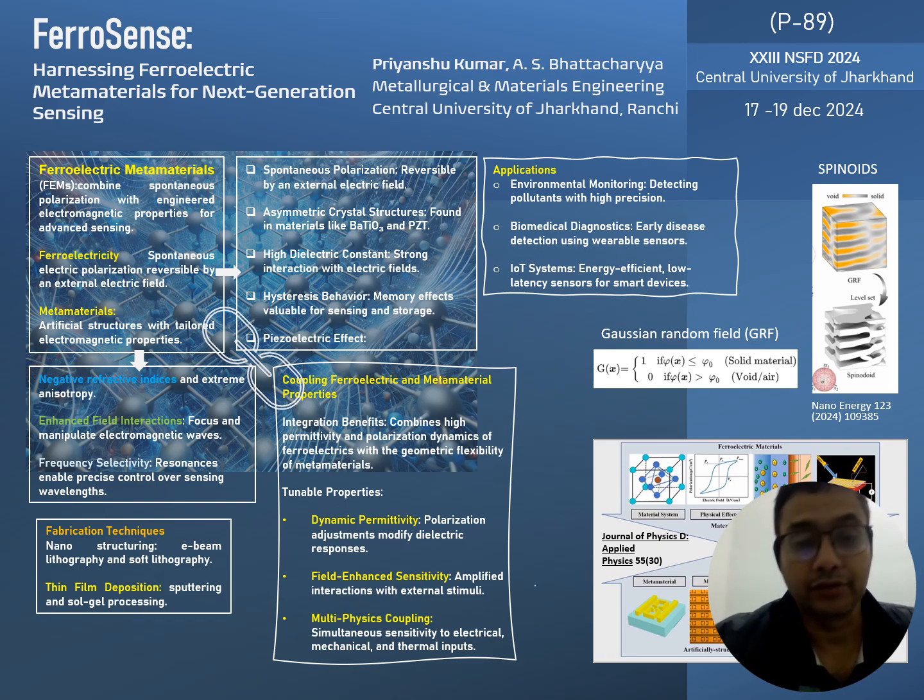Hello all. So, in this lecture, we will be mainly discussing a new type of material which is called ferrometamaterial, and it is being mainly used for the case of sensing. So, we can name it as a ferrosense material. Now, what is this ferrometamaterial basically? It is actually a coupling between a ferroelectric material and a metamaterial.